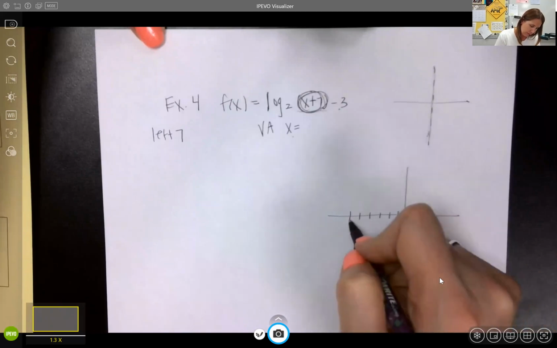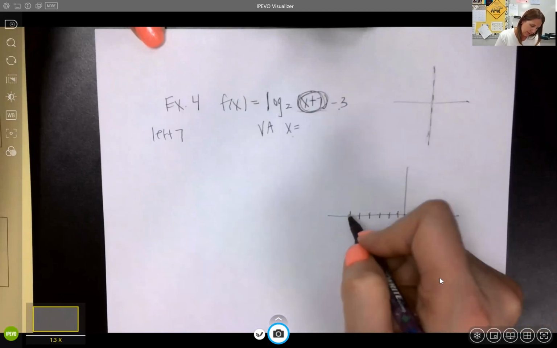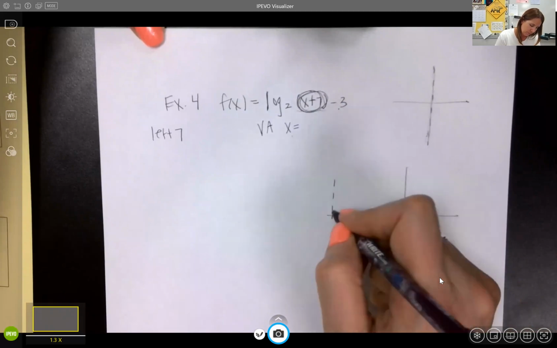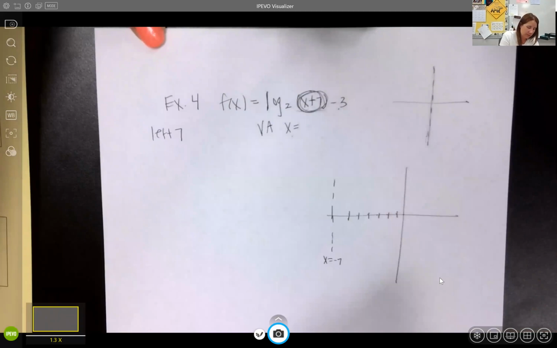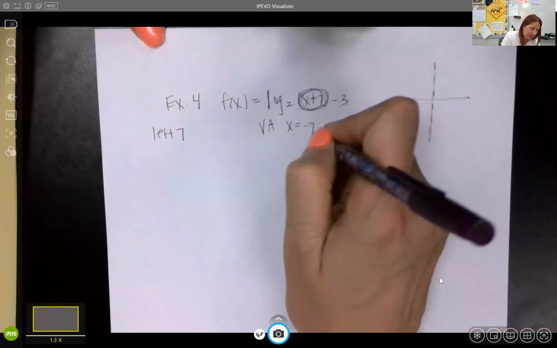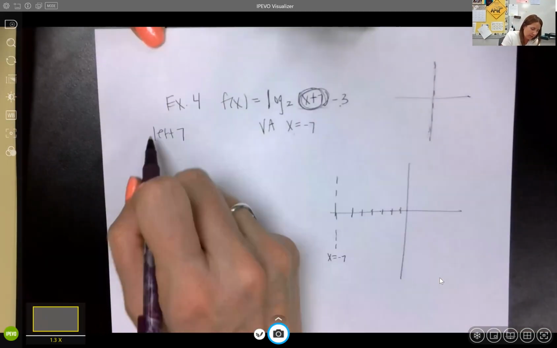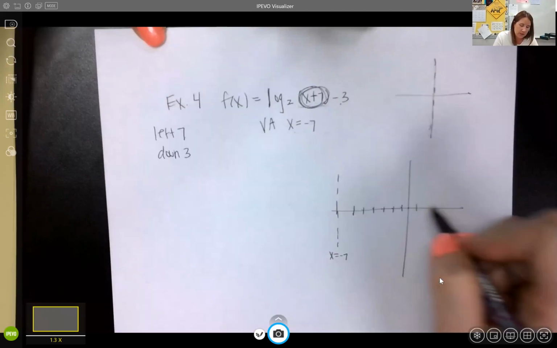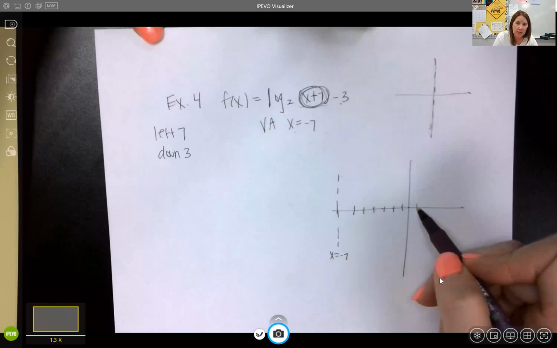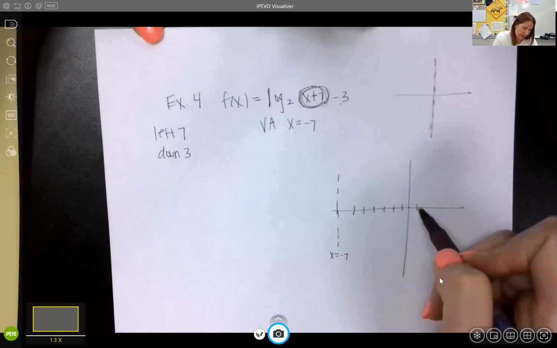1, 2, 3, 4, 5, 6, 7. So our asymptote is going to be x equals -7. The vertical asymptote, okay? The graph goes left 7 and down 3. So our normal graph for a log goes through this point right here, 1, 0. So I'm going to move that 7.